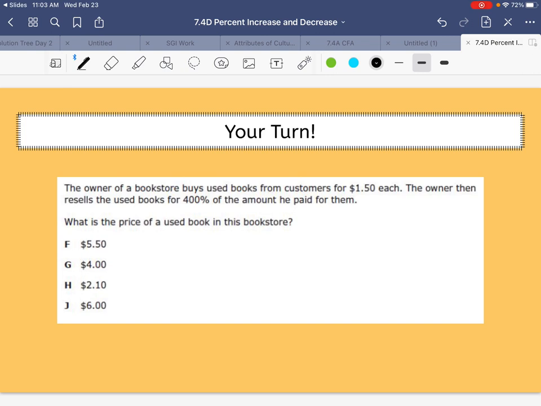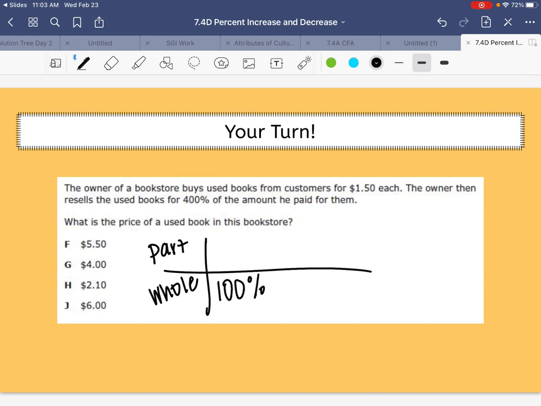The owner of a bookstore buys used books from customers for $1.50 each. The owner then resells them for 400% of the amount he paid for them. What is the price of the used book in the bookstore? So if you applied our previous strategy of setting up part and whole relationships, I know that 100% is shown by 1.5.